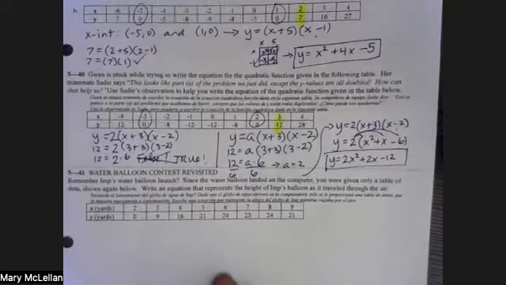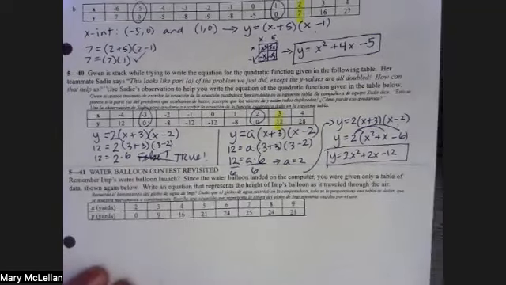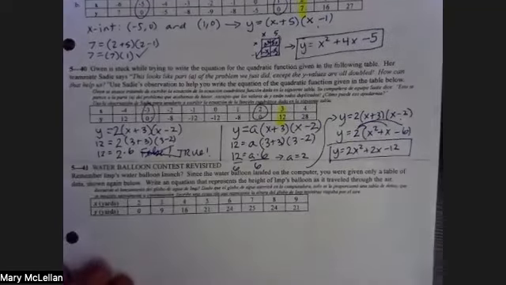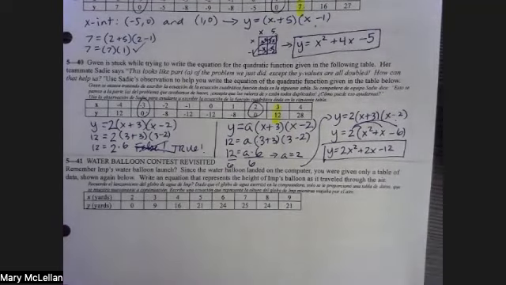Okay, deep breath, we're going again. Here we see another problem. We're back to the water balloon contest from 5.1.2. Remember IM's water balloon launch? Since the water balloon landed on the computer, you were given only a table of data, shown below. Write an equation that represents the height of IM's balloon as it traveled through the air.